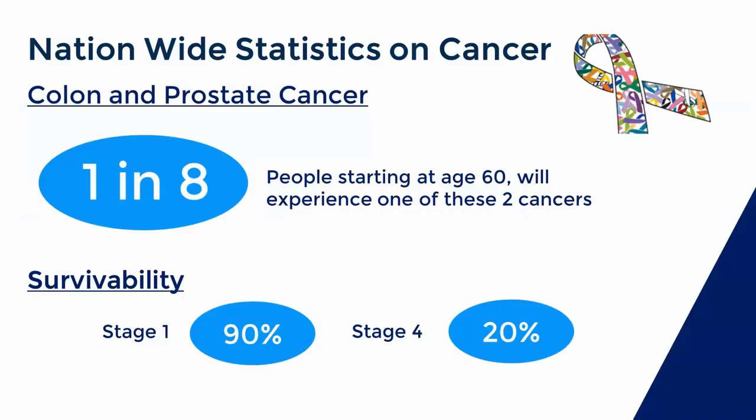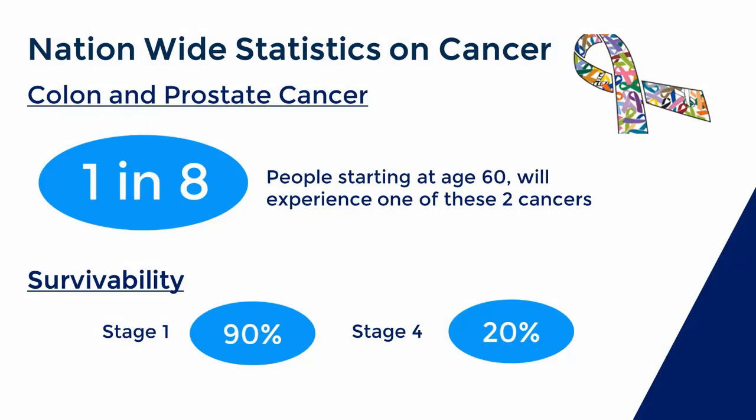The reason that we bring these up, and I mentioned that I was going to get into stats: the stats in the nation are not good for cancer. Unfortunately, for whatever reason, in the construction industry we see an even higher prevalence. We're worse than the national average. The stats around cancer, colon cancer and prostate cancer being the big ones, they say it's either 1 in 6 or 1 in 8 people in their lifetime starting at age 60 are going to experience one of these two cancers. Unfortunately, 1 in 8.